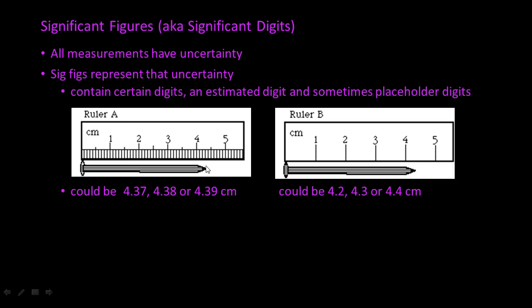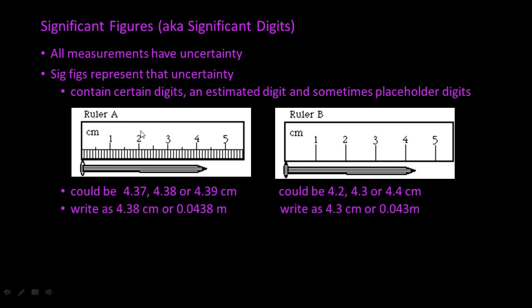So for example, when we're reading ruler A, we know for sure that this is 4.3, but we know that it went past the 0.3 and stopped short of the 0.4 division. And so we can estimate this, and people could say, oh, it's 4.37, 4.38, or 4.39, but we know it's somewhere in that range. Now let's look at ruler B. We know it's longer than 4 centimeters, but it's way shorter than 5 centimeters. So we can estimate between these two tick marks or divisions, and it could be 4.2, 4.3, or 4.4. We don't know for sure.